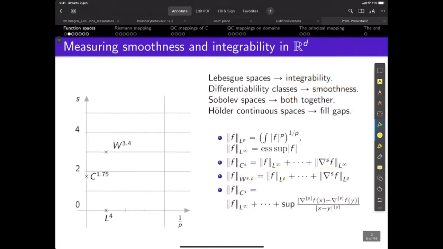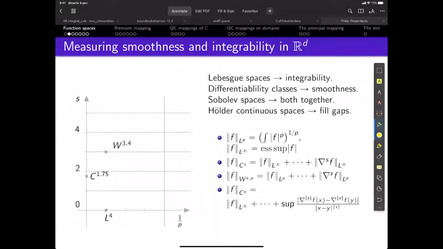Now we can go in between. Between C1 and C2 there is C1.75, for instance. So we have these Hölder continuous spaces that fill the gaps between the differentiability classes. And it's measured like this.